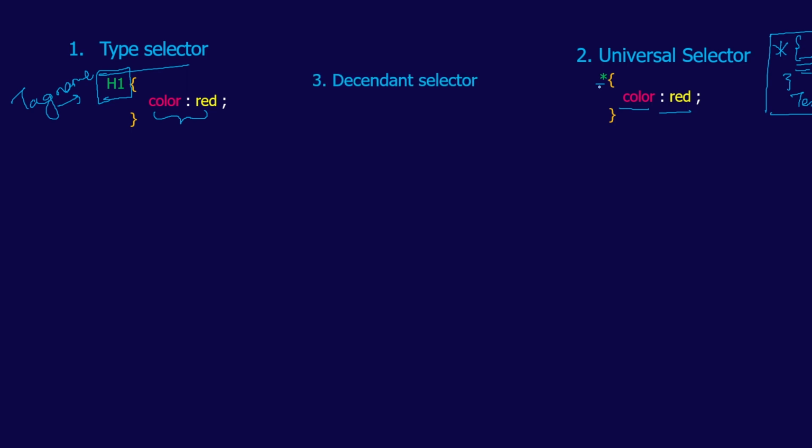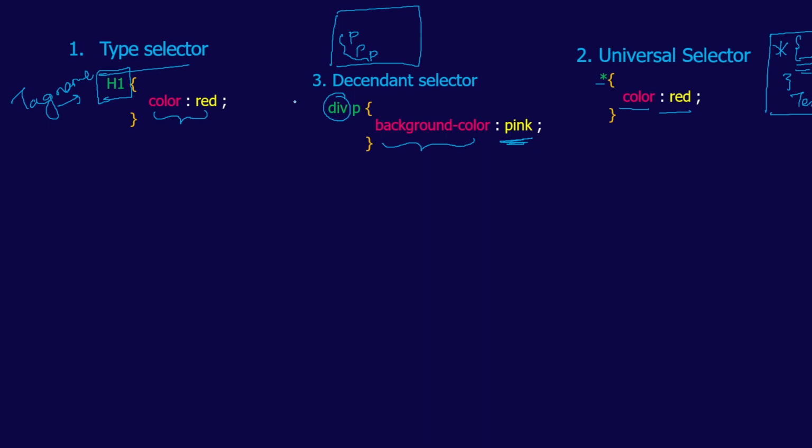The third type of selector you have is the descendant selector. What do you mean by this descendant selector? Now think that there is a division. Inside this particular division, there are multiple paragraphs. So all these paragraphs are the descendants of this particular division. Now for all those paragraphs, I have given the background color to be pink. So all the paragraphs which are going to come under this division will be given pink.